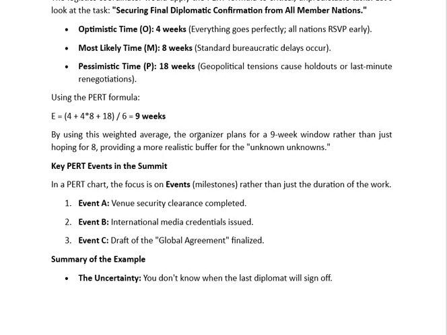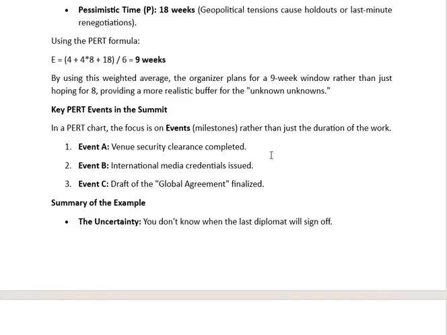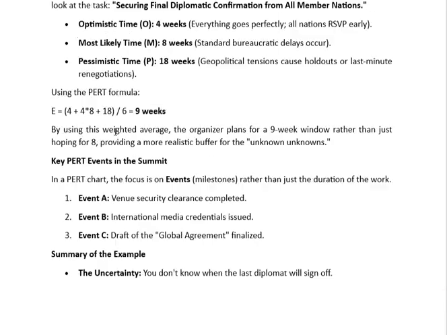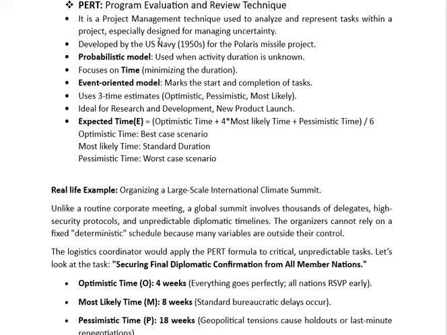By using this weighted average, the organizer plans for a 9-week window rather than just hoping for 8, providing a more realistic buffer for the unknown unknowns. Key PERT events in the summit. In a PERT chart, the focus is on event milestones rather than just the duration of the work. As I already told you, PERT is an event oriented model.